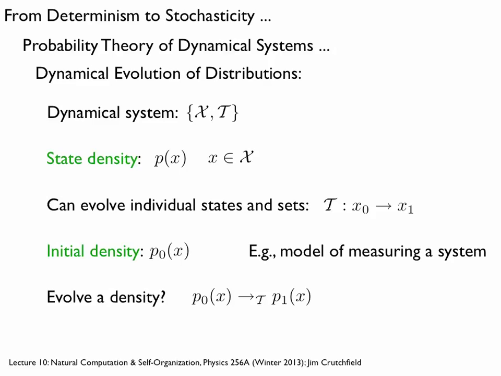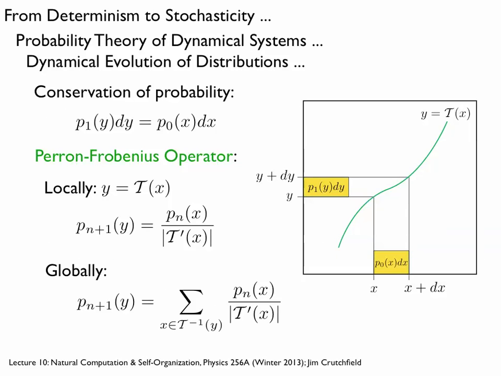So how do we evolve a density? We know how to evolve points. We just look at the dynamic and follow the arrows or apply the function to the discrete time mapping. But how do we take the initial distribution and move it forward under the dynamic to produce the distribution of the next time or next instant? So that's the question. We saw that, so we understand it intuitively, but how are we going to describe that mathematically? Well, the main idea just relies on conservation of probability.